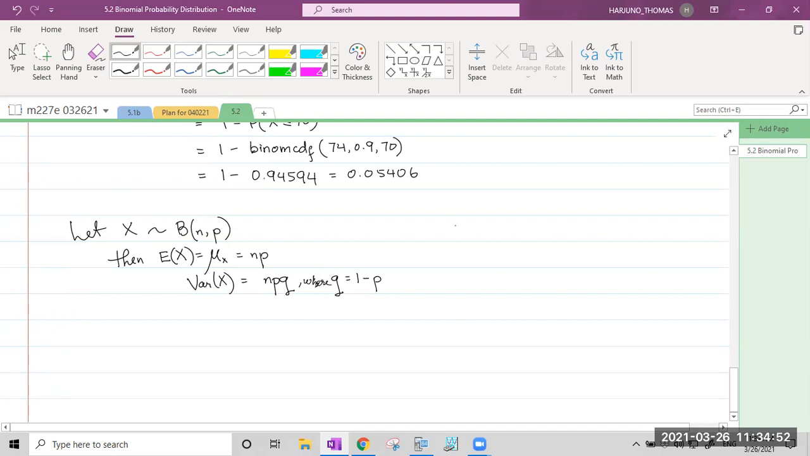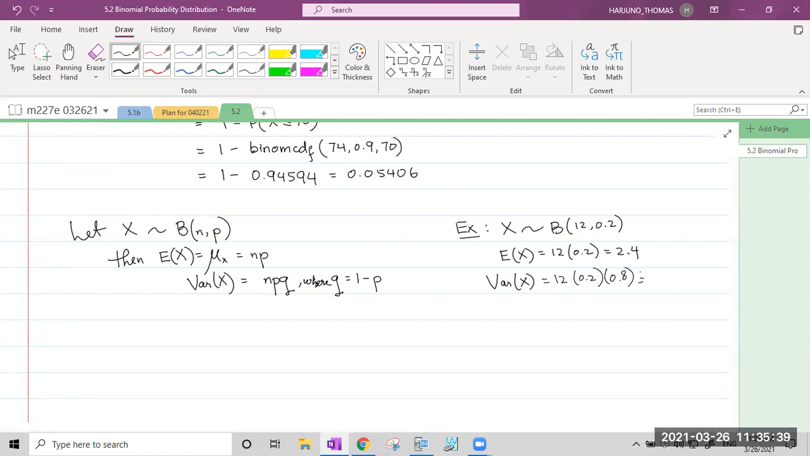Okay, so if we use the example from above, let's say X is binomially distributed with 12, 0.2. If you keep on selecting 12 students randomly, then on average, the number of students already vaccinated will be 12 times 0.2, which is an average of 2.4. While the variance is 12 times 0.2 times 1 minus 0.2, that's 0.8. That is 1.92. Therefore, the standard deviation will be the square root of that.